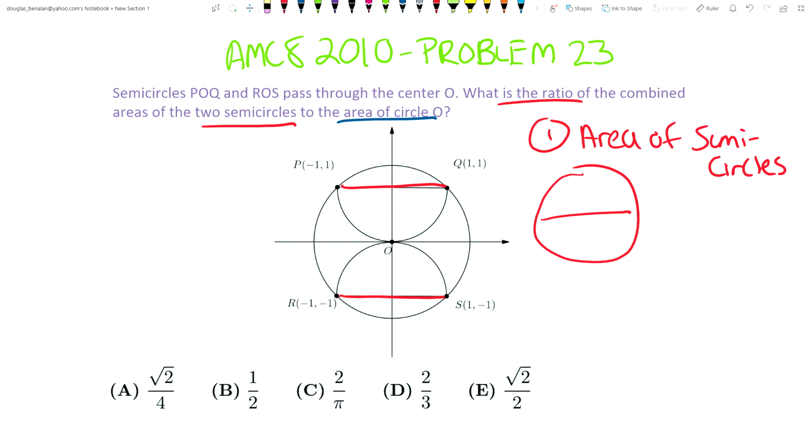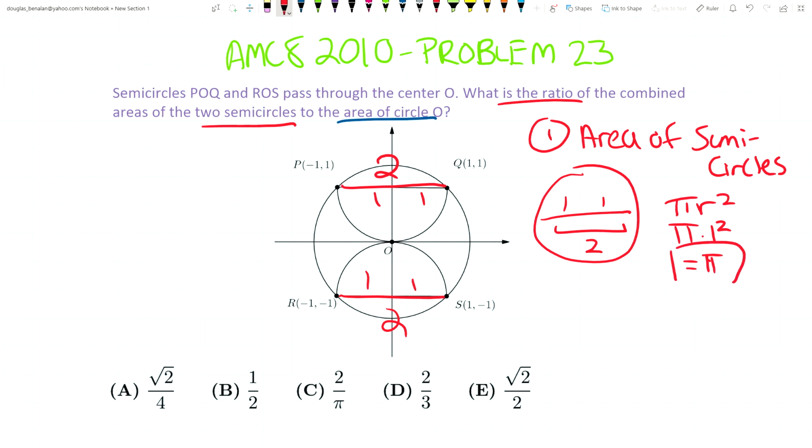Okay, so the diameter of this is the difference in the x coordinates, and that's 2. It's the same here. So that means each of the radiuses must be 1. We know the formula, pi r squared, to find the area, and it's pi times 1 squared, that equals pi. And that's the area of the semicircles, both of them.